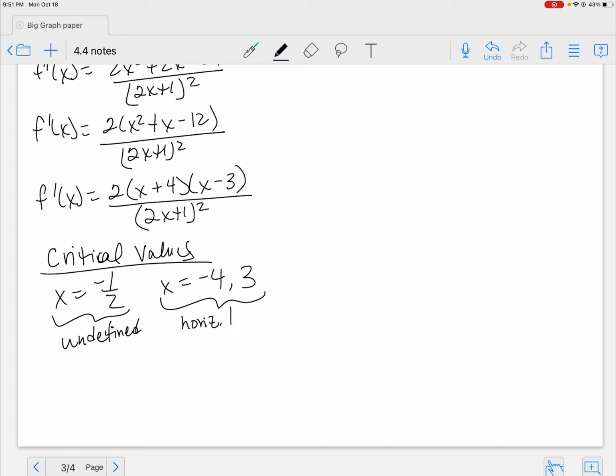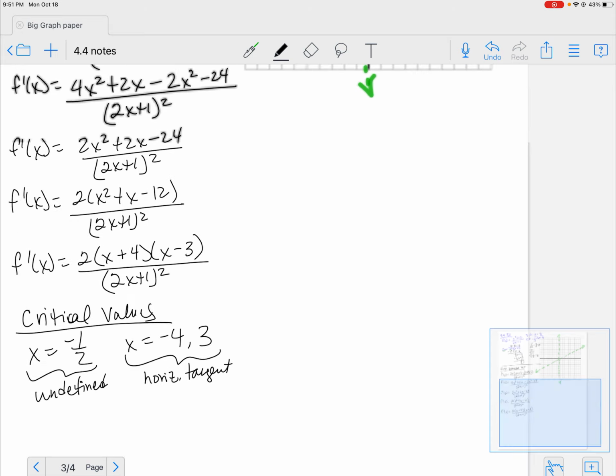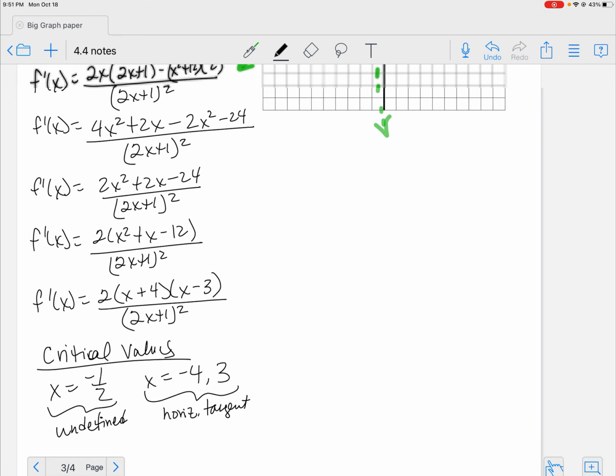This is a horizontal tangent. All right, so my slope is equal to 0 there. It could be a maximum or minimum. It could flatten out my graph. I don't know. Let's come over here and do it.